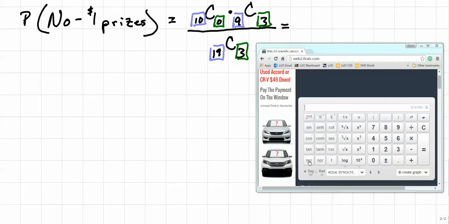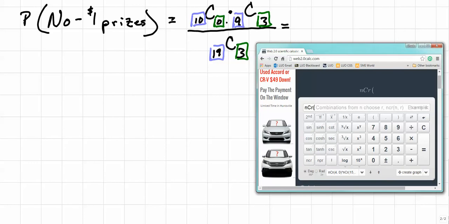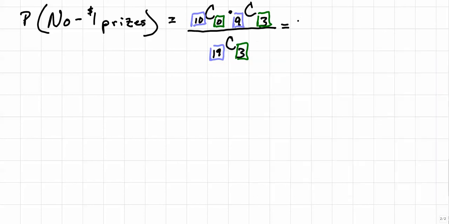Alright, so let's start with NCR, and we're going to do 10, 0. We're choosing 10 items, 0 at a time. We're going to close the parentheses and multiply by the next combination, which will be 9 chosen 3 at a time. Close the parentheses, and then I'm going to divide by the sample space number, which will be 19 chosen 3 at a time. Close my parentheses and left click 0, and I will have 0.086687. We'll round to 3 decimal places and get 0.087.